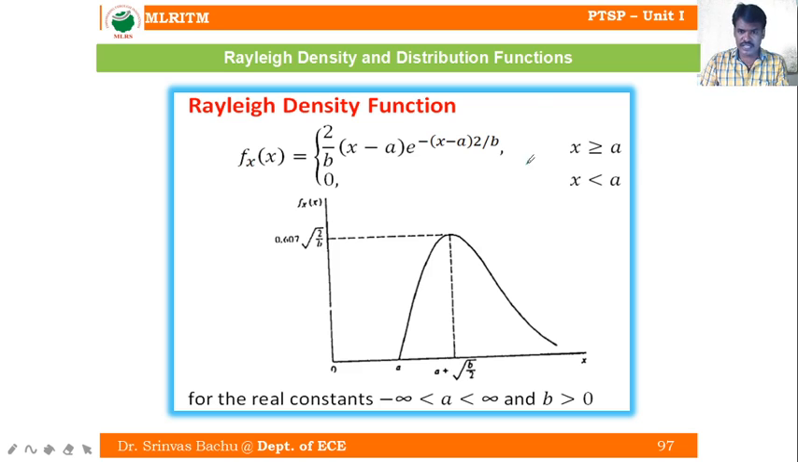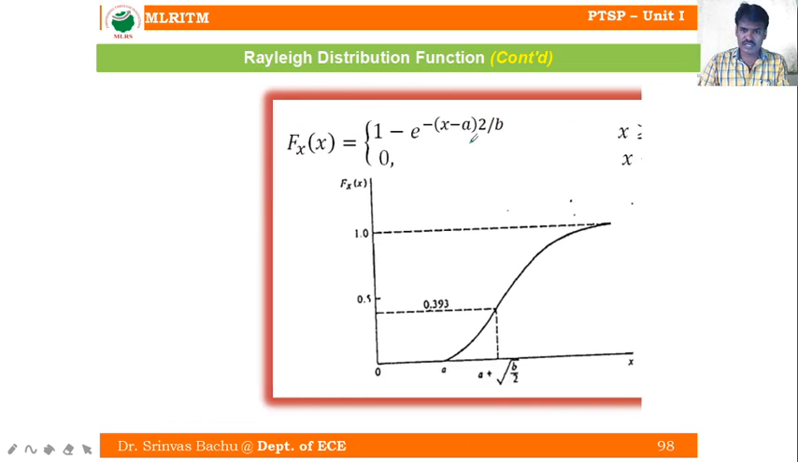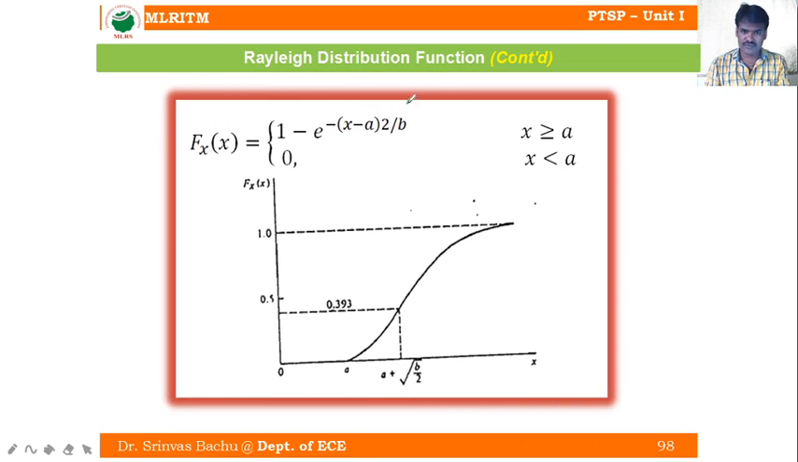The Rayleigh density function looks like a bell shape but is not symmetrical about the mean value. The Rayleigh density is 2 by b into x minus a into e power of minus x minus a whole square by b, for x greater than or equal to a, and for x less than a it is 0. The distribution can be obtained by taking the integration of this, and then you will get the distribution.